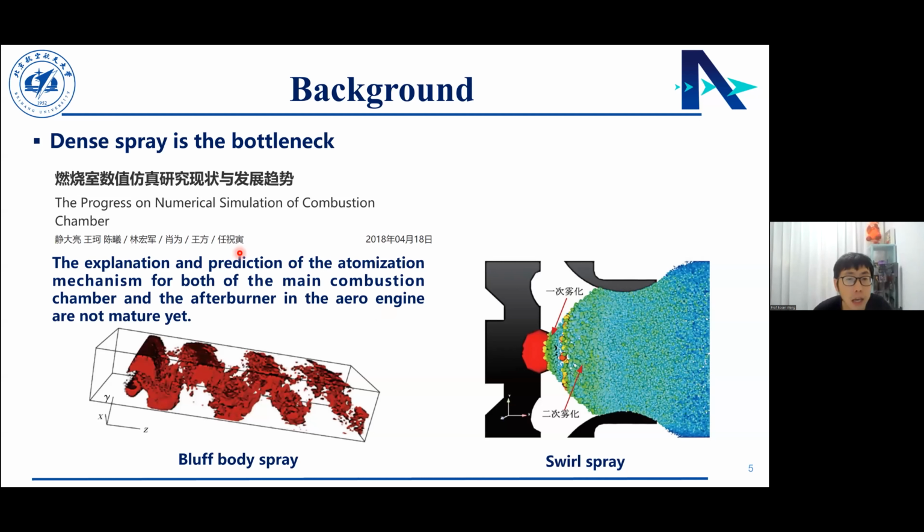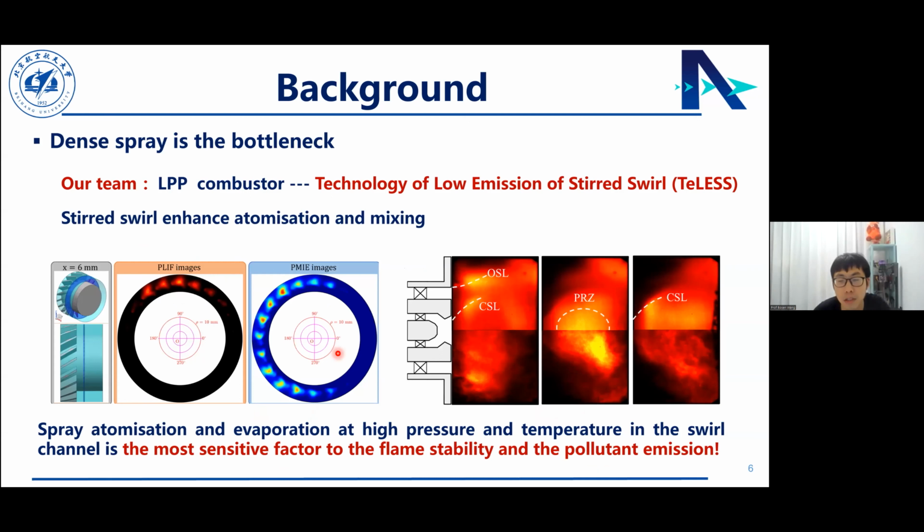Another thing is from our team. I will present the LPP combustor concept in our team, and its key technology is the TELESS burner. TELESS means the technology of low emission of stirred swirl. This stirred swirl enhances atomization and mixing, which leads to high performance combustion and high stability of combustion in the combustion chamber, and also low emission of NOx and CO at the outlet of the chamber.